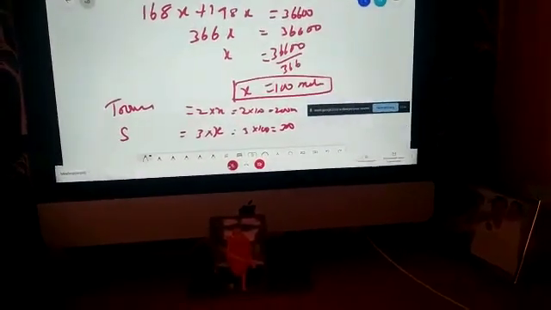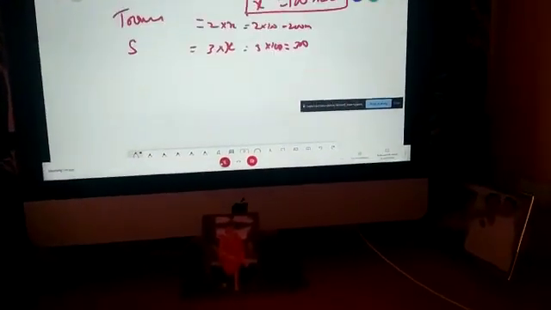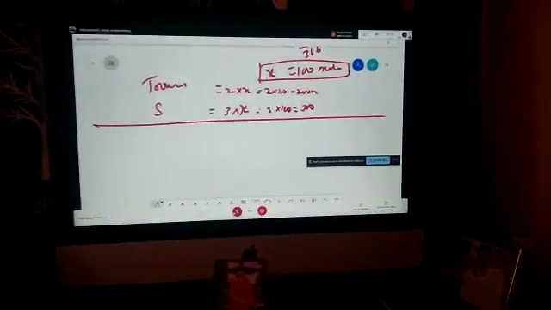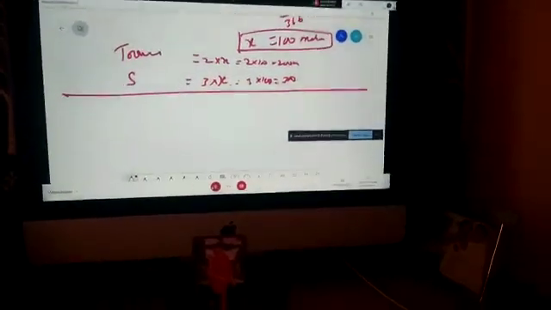It's okay. You can practice 2 to 3 times, understand the profit and profit percentage. You will be able to do it. Okay. 300 meters, correct.